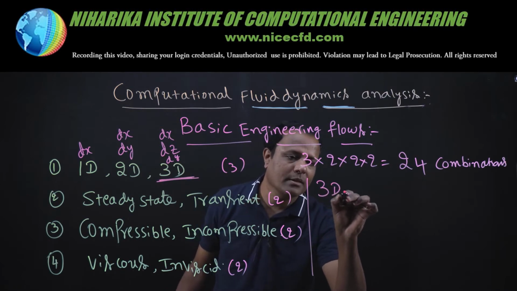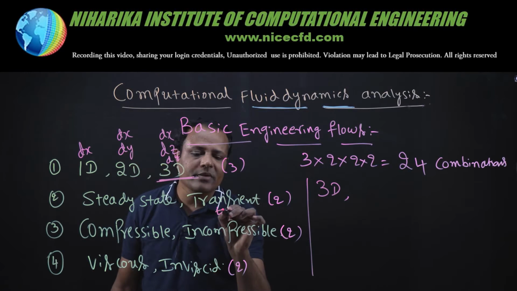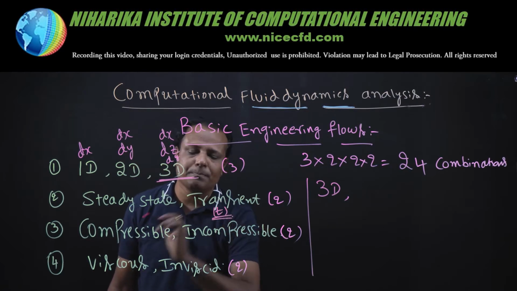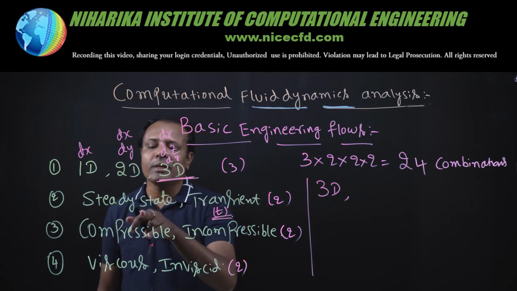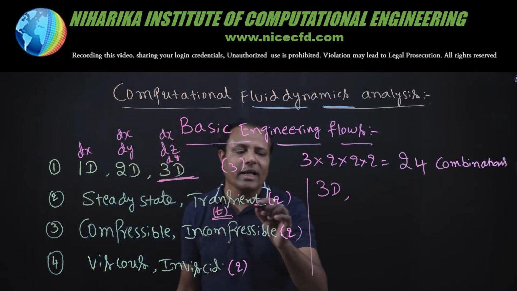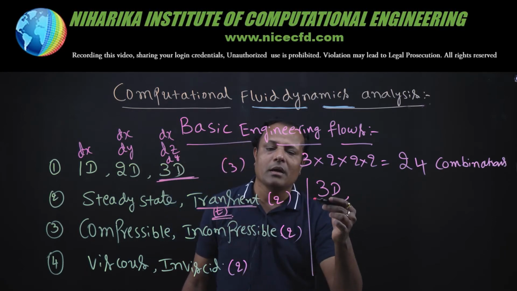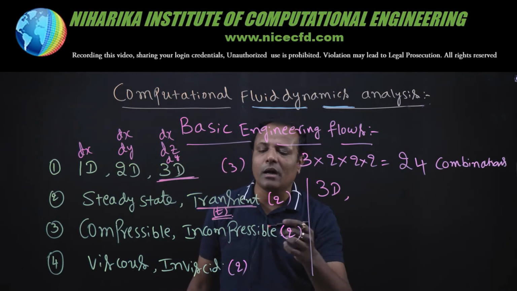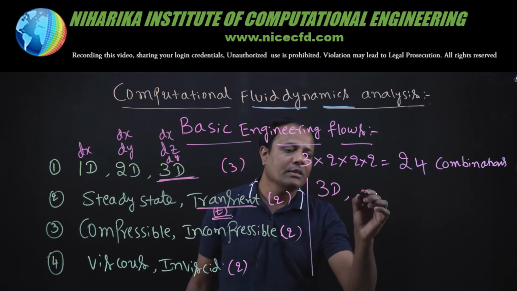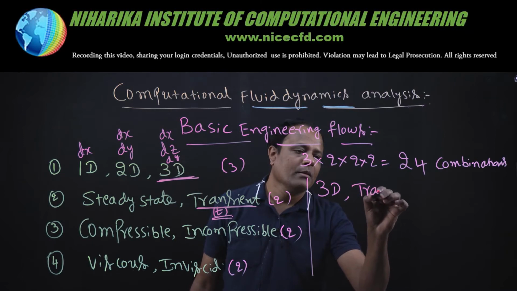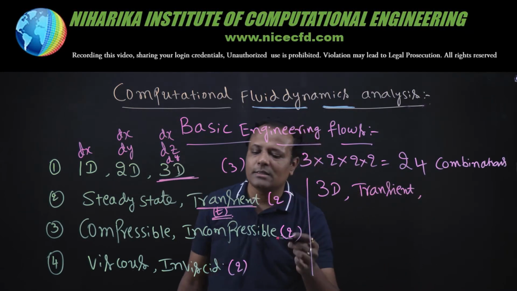3D. Next, steady state and transient. In transient, I will have time as a variable. If I equate the time terms to 0, it will become steady state. So transient contains terms which are applicable to steady state, and by equating those terms to 0, we convert that equation into steady state. So 3D transient.